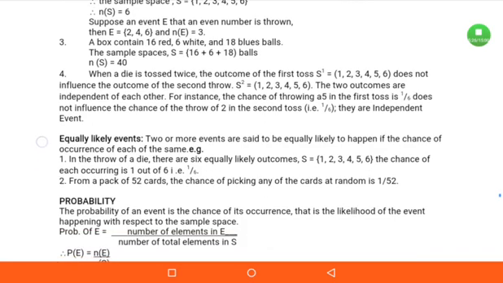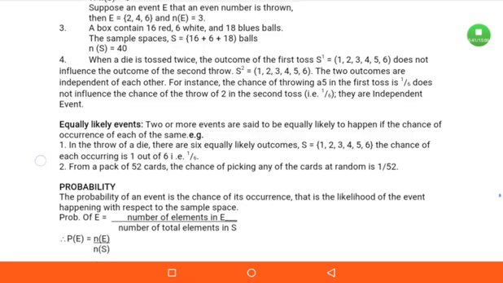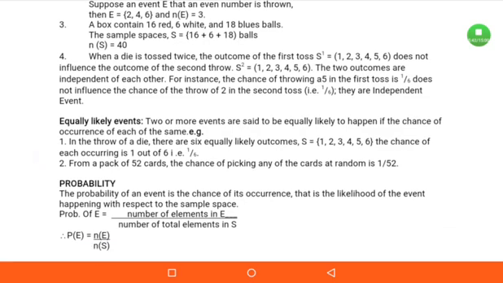Example number 3 says a box contains 16 red, 6 white, and 18 blue balls. Now, what is the sample space there? You add 16 plus 6 plus 18, that gives you 40. Therefore, the cardinality of S is 40. That is, the sample space contains 40 elements.